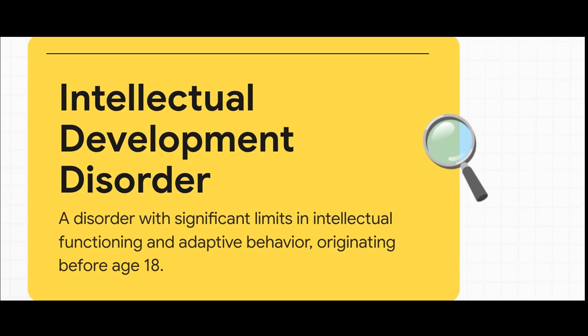Let's break it down. Here's the official clinical definition. It's what's called a neurodevelopmental disorder. That sounds complicated, but it just means it's something that starts during a person's development before they turn 18. And here's the key part. It has two equally important sides to it. The first is about intellectual functioning, things like reasoning, learning, and problem solving. But the second piece is just as crucial, and it's called adaptive behavior.